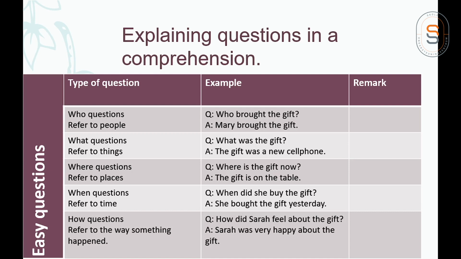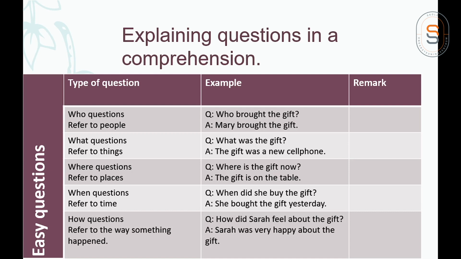Right, then you have what questions. So your keyword at the first one is who. Your second keyword is what. What questions refer to things. So, what was the gift? is the question. And then, the gift was a new cell phone. Again, full sentence. Right. And then your next keyword is where. Where questions refer to places. Where is the gift now? And it is, the gift is on the table.